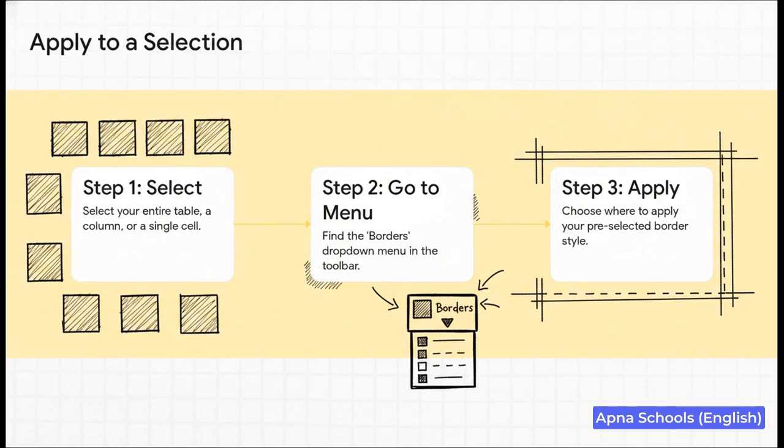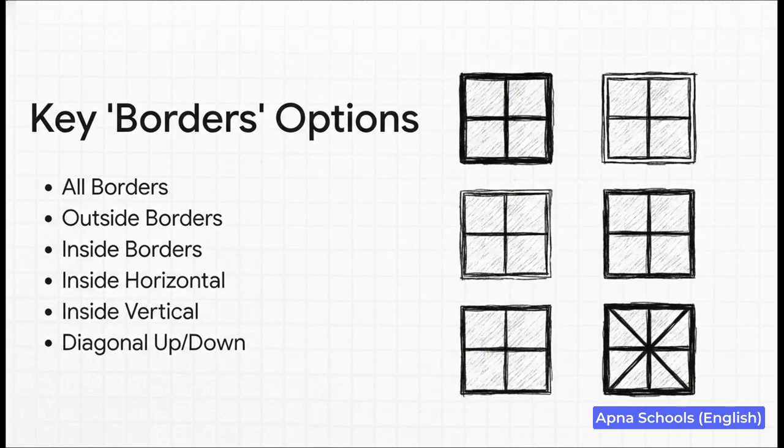Then, with your style and color already picked out, you go up to the Borders drop-down menu. This little menu is what lets you command Word and tell it exactly where you want that style to go. And what's so cool here is just how much control you have. All Borders does exactly what you'd think. It applies your style to every single line in your selection. Outside Borders just puts a frame around it. And you can get even more specific, applying styles to only the horizontal lines between rows or just the vertical ones between columns. This is how you really start designing efficiently.